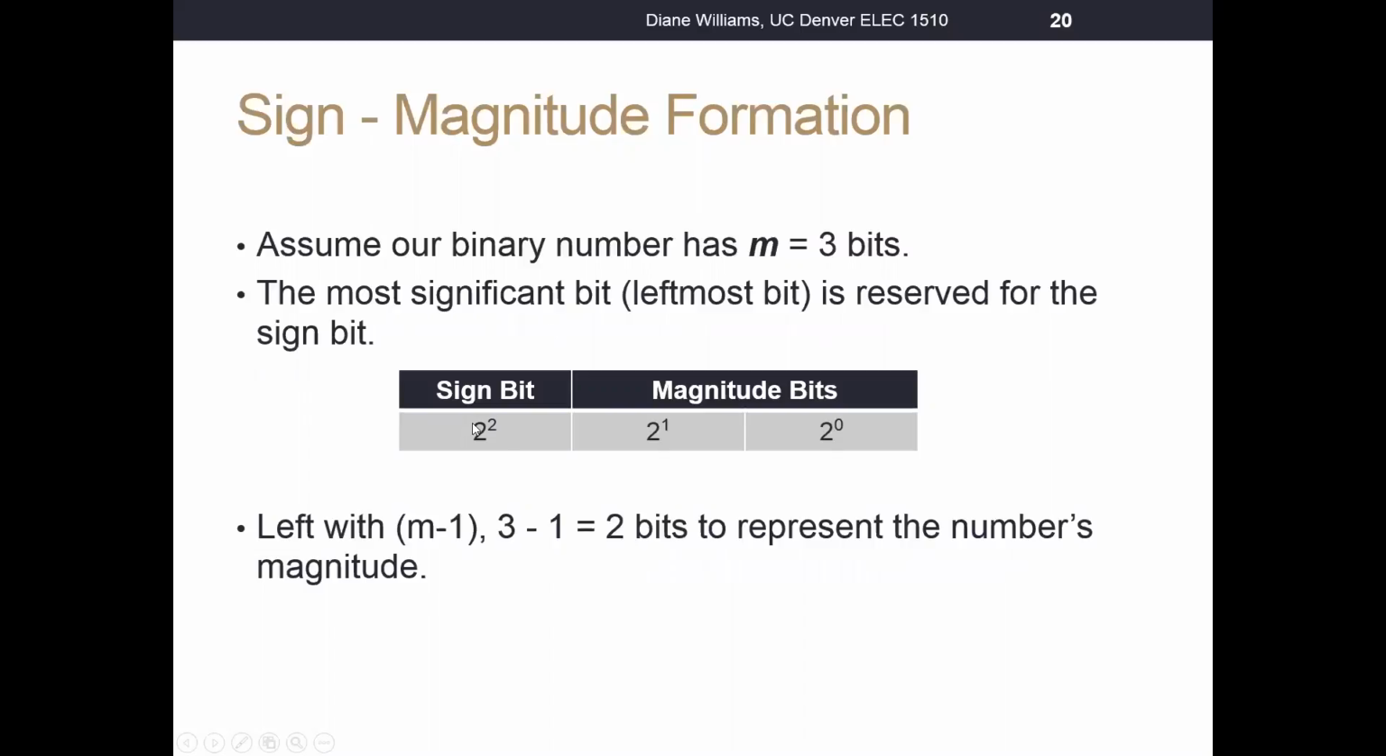The most significant bit, this leftmost bit, will be reserved as a sign bit, and we'll just have these 2 bits to represent the magnitude. So that only leaves us with 2 bits to represent the number's magnitude. 2 squared is 4, so we're only going to be able to represent 4 unique magnitudes with those bits.